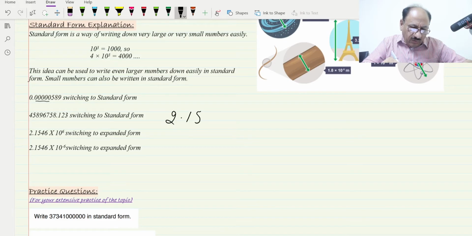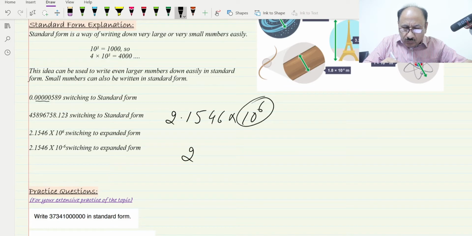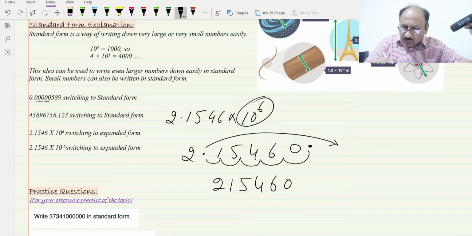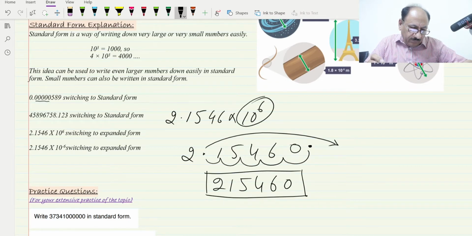So 2.1546 into 10 raised to the power 6. We'll be moving this decimal to the right, because 10 raised to the power 6 is positive. We have to move the decimal 6 places to the right. So 1 jump, 2 jump, 3 jump, 4 jump, and one more jump where there is no digit, so we'll write 0 over here, and the decimal will be here. So 215460 will be the answer after expanding this standard form.